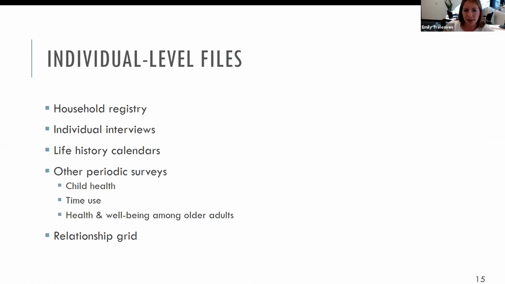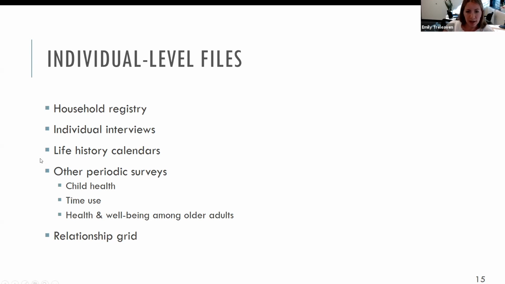Like we saw in the study diagram, we have a number of individual level files. The household registry is a household interview, but data are recorded at the individual level. This includes monthly location measures for individuals and monthly level measures of other individual characteristics like school enrollment. Individual interviews are in-depth interviews done for a specific subsample at certain time points. Generally, all people in CVFS households that were ages 15 to 59 and their spouses at the time of interview, broadly excluding children and older adults.